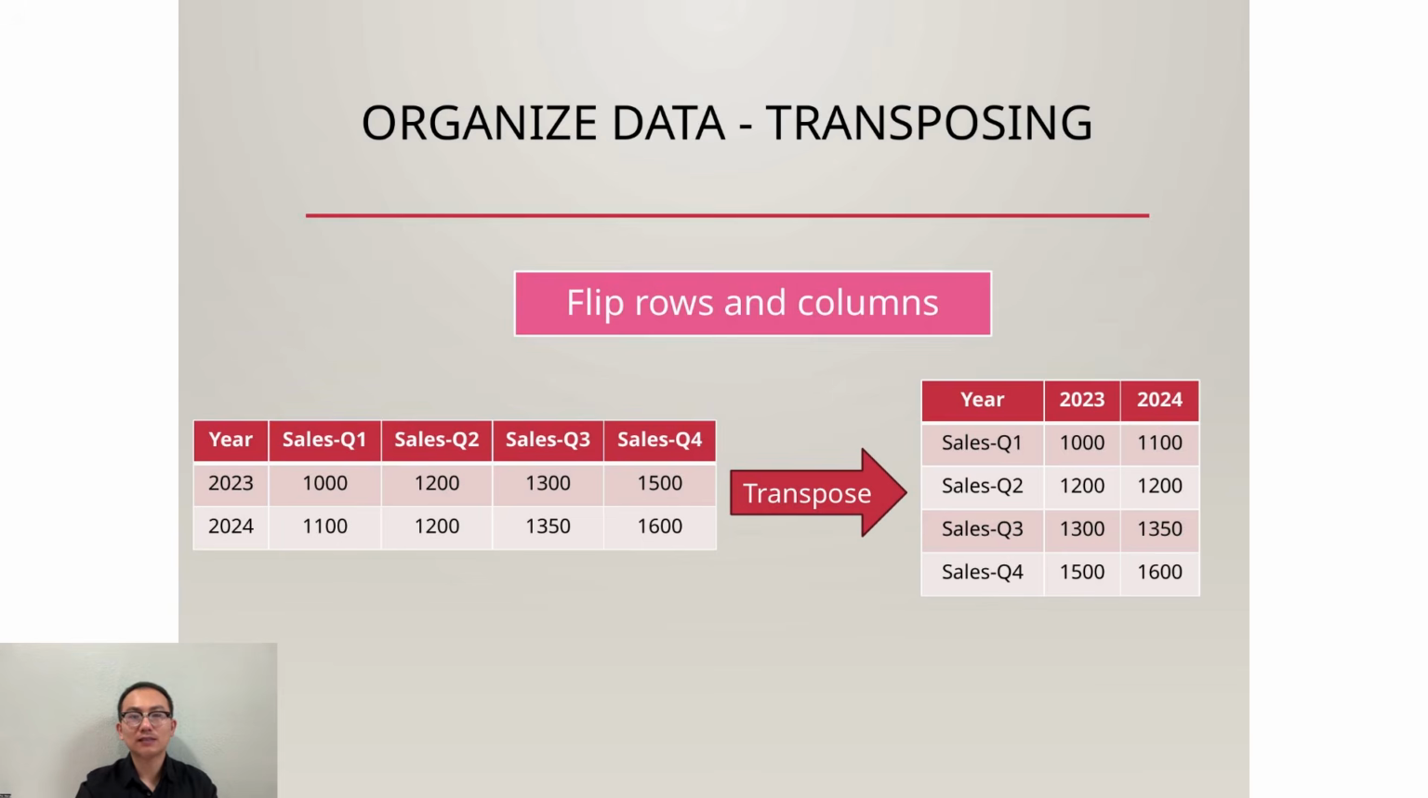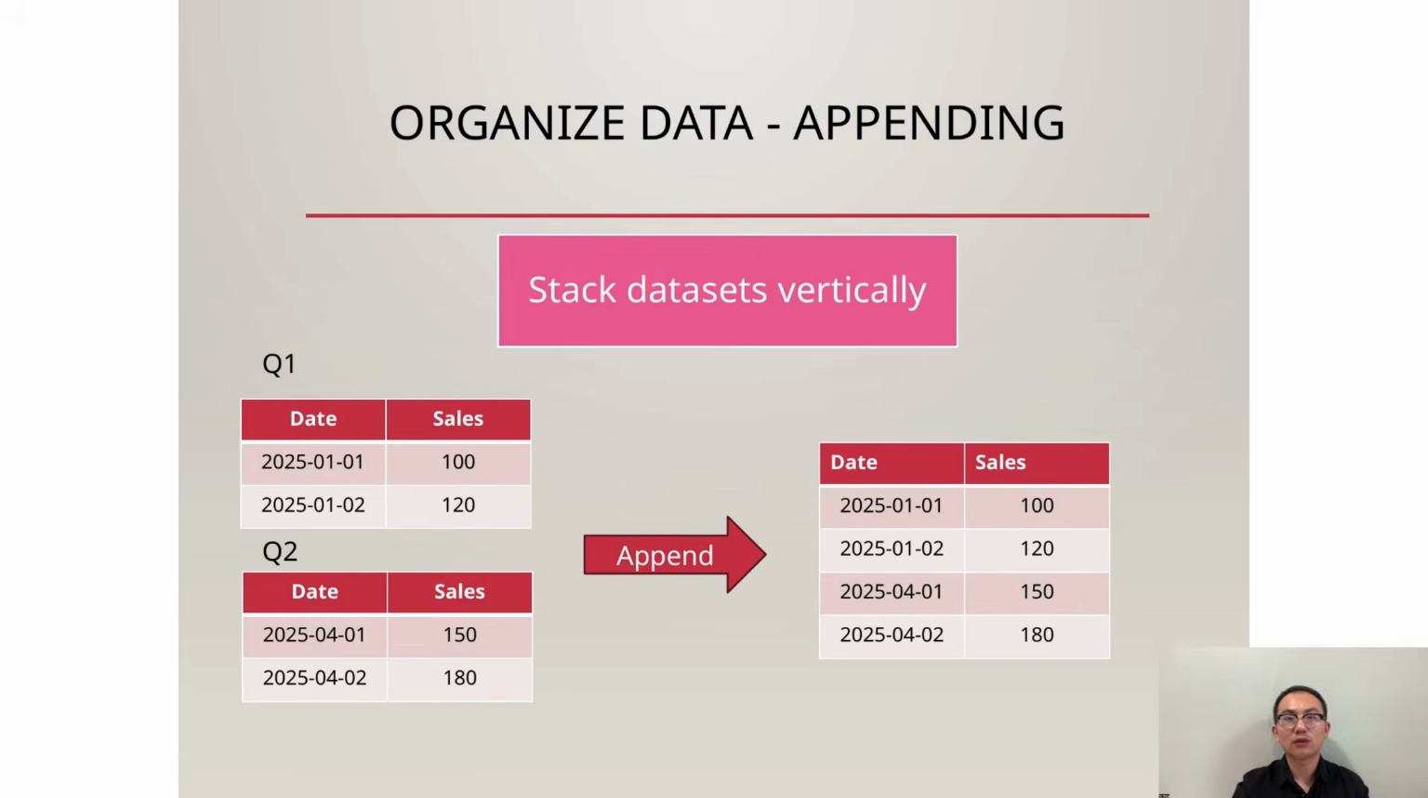Appending, also called concatenating, is how we combine data sets that have the same structure by stacking them vertically, meaning we're adding more rows. For example, say you have two tables, one with sales data for quarter 1 and another for quarter 2. When you append them, you're basically stacking quarter 2 right below quarter 1, so you can analyze the entire first half of the year together.